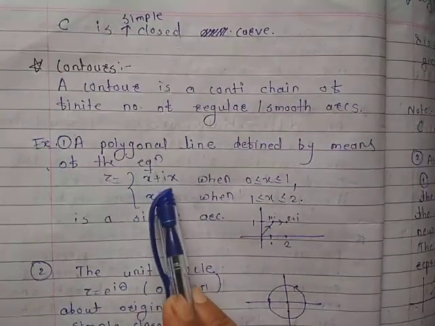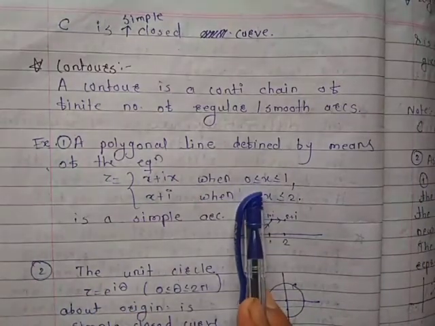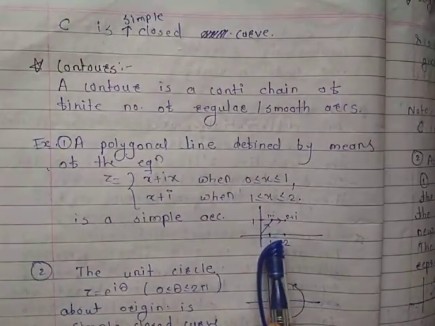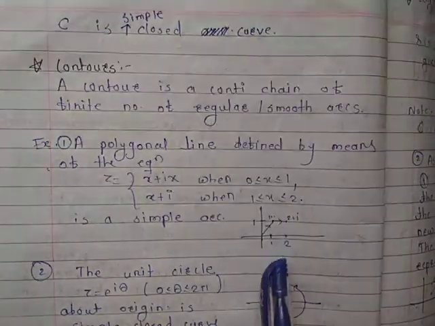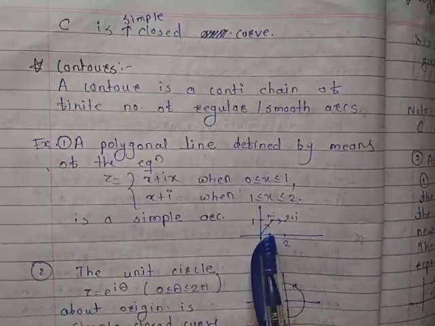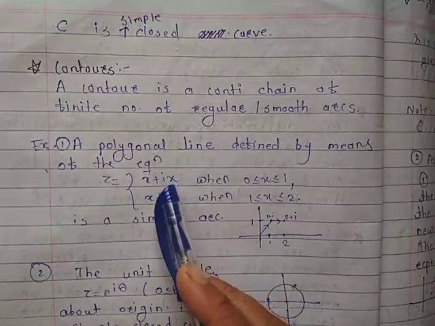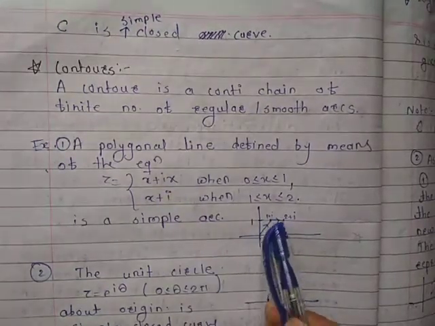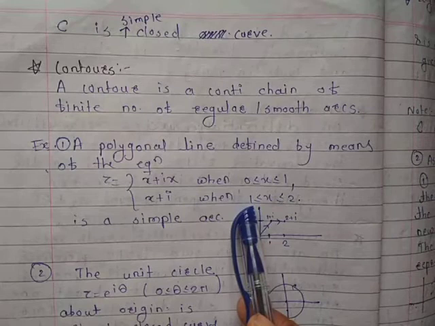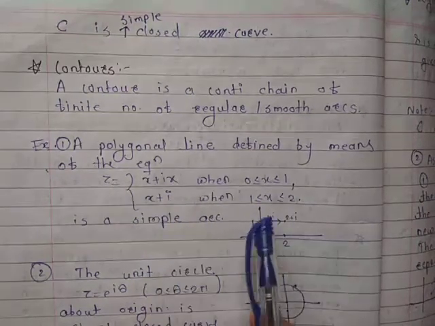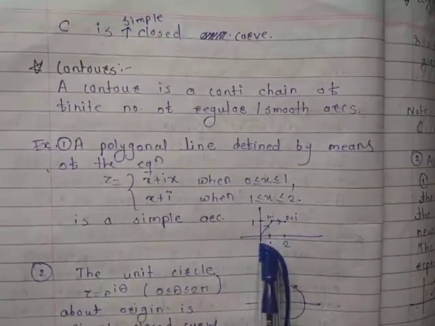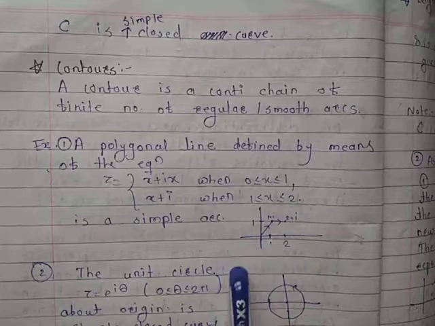x + i x, where the x axis lies between 0 and 1. So this line represents x + i x. Here also y = x. So this is a line x + i x, and if your axis runs from 1 to 2, means 1 + i to 2 + i. So this is a simple arc because it does not cross itself.